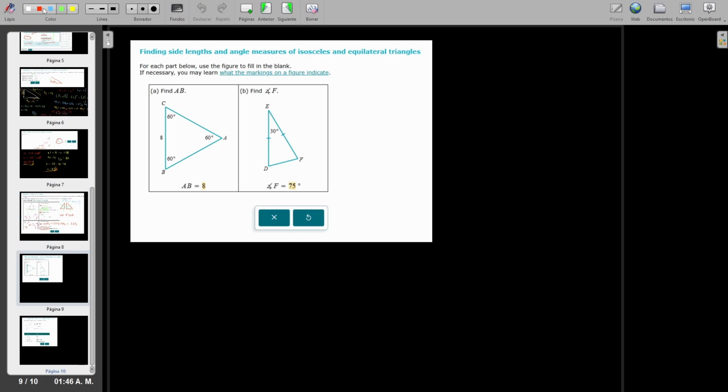This is really easy. Finding the side lengths and angle measurements of isosceles and equilateral triangles. Now, I'm going to write in here. Equilateral: same length, all sides. Okay? This side and this side and this side are going to be of the same length.